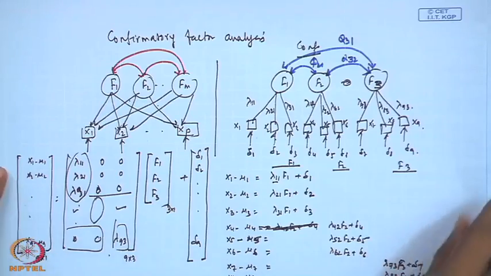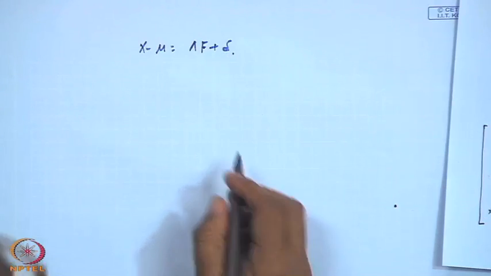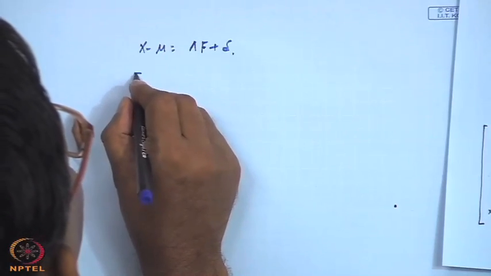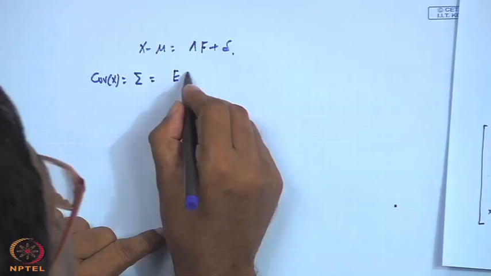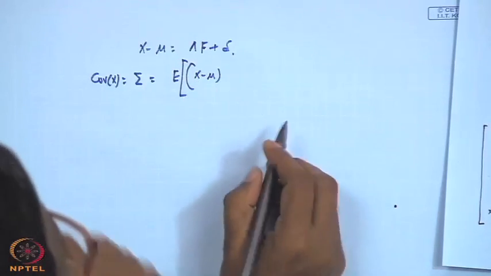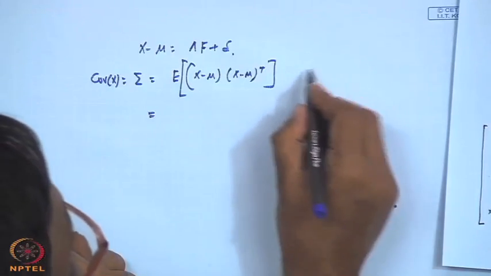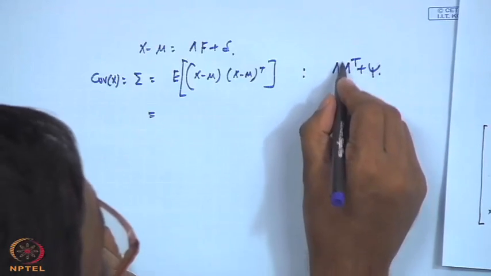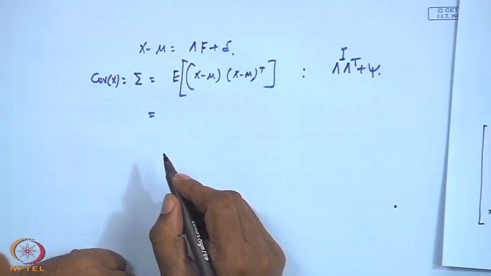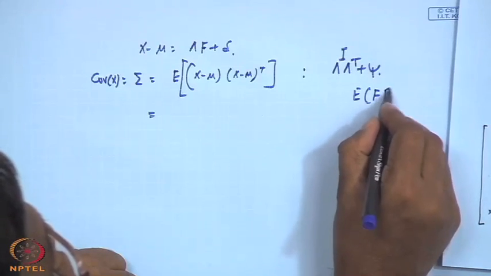Now, if I go by the factor analysis, x minus mu equal to lambda f plus delta, then what will happen? We found out finally that sigma, the covariance of x, which is ultimately the expected value of x minus mu times x minus mu transpose, for the orthogonal case is lambda lambda transpose plus psi. Because in between there was an I, when we created it, and that I is nothing but the expected value of f f transpose.